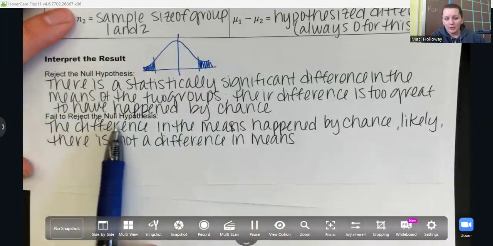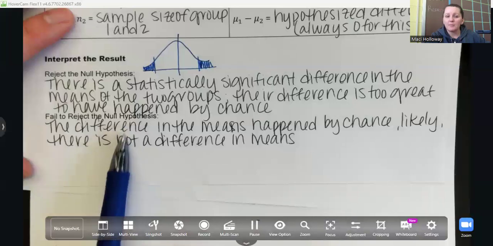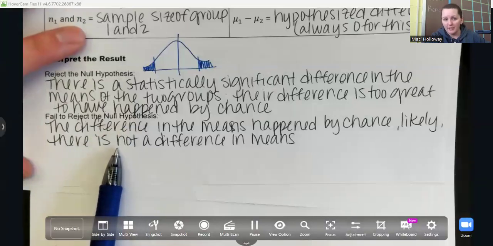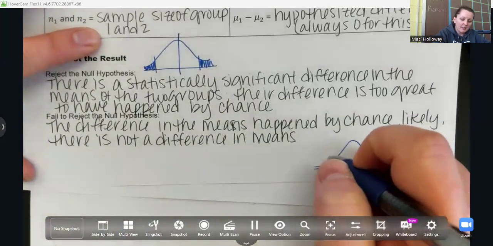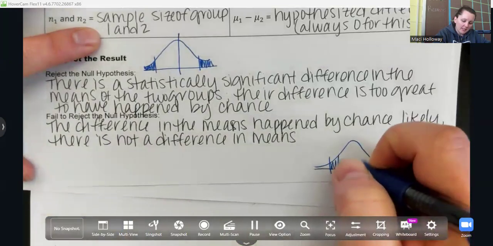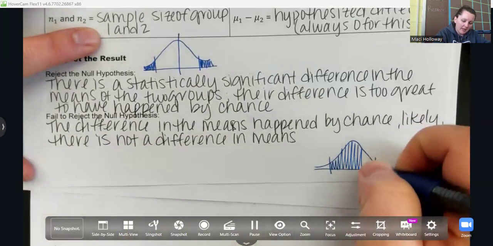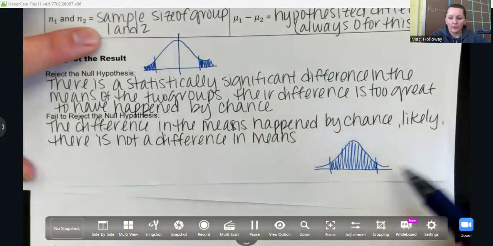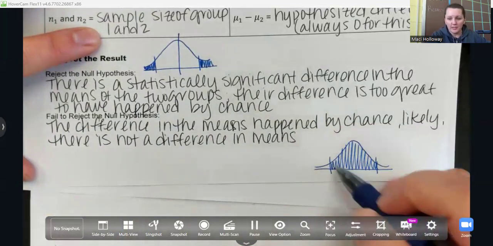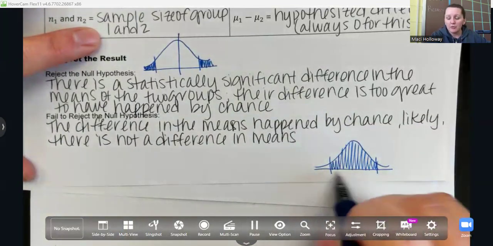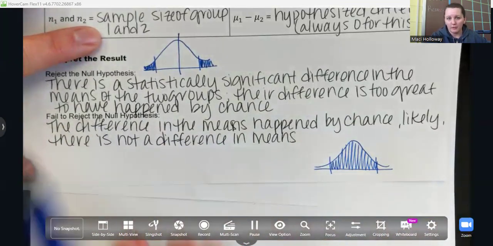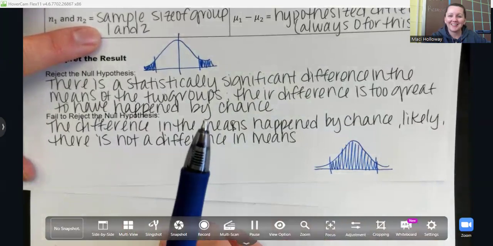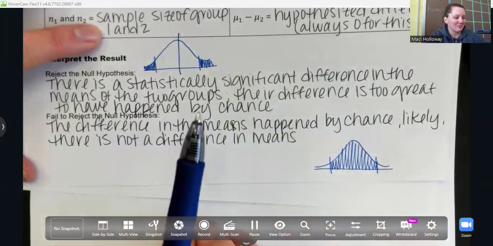Then fail to reject our null hypothesis, this just means that we do not have enough evidence to say that there is not a difference in means. Does it mean that we're accepting it? No, it does not mean that we're accepting it. It just means that we don't have any evidence to prove it incorrect. So if we find our t statistic between our two critical values, then we would fail to reject the null hypothesis. I know coming back after the break, you're like, okay, now I remember, right?